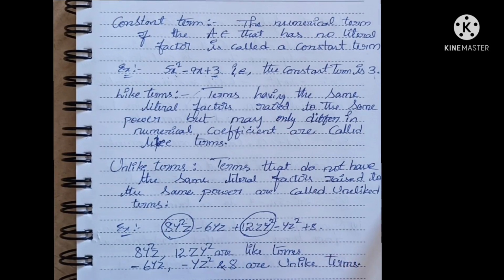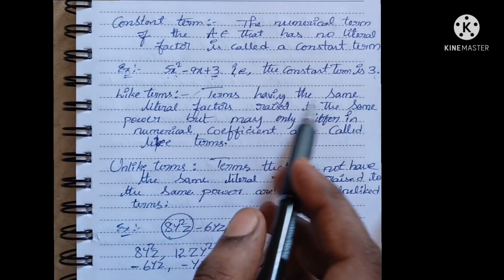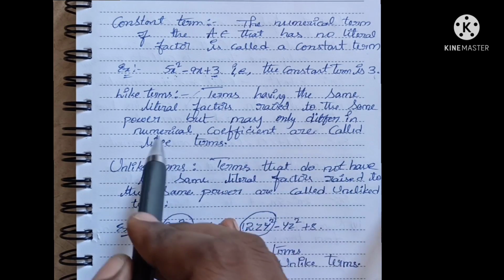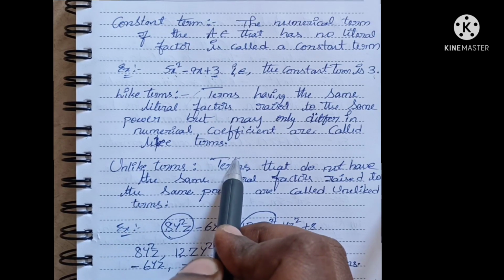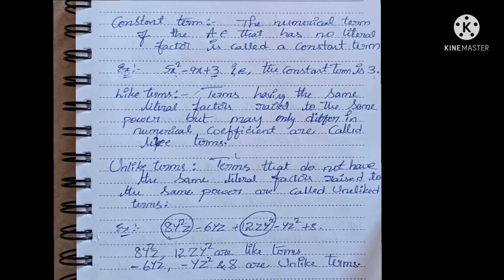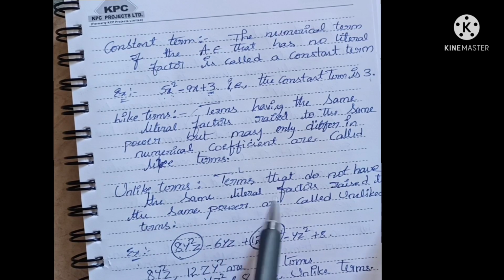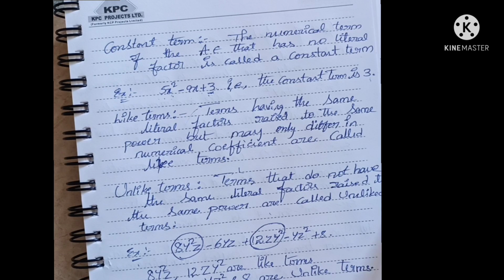Like terms. Terms having the same literal factors raised to the same power, but which may differ only in numerical coefficient, are called like terms. We will understand like and unlike terms by the following example. Terms that do not have the same literal factors raised to the same power are called unlike terms. Like terms have the same powers; those that do not have the same power are unlike terms.